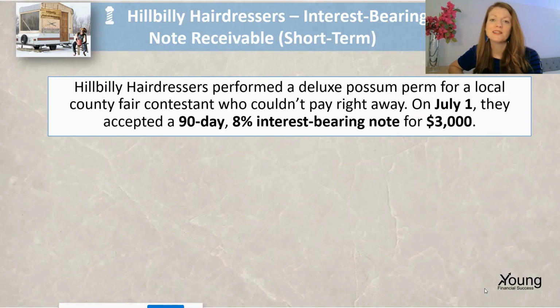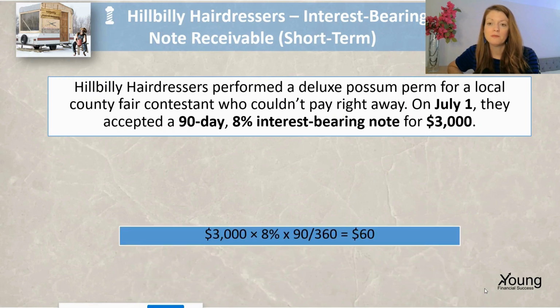So let's jump into an example with Hillbilly Hairdressers. They performed a deluxe possum perm for a local county fair contestant who couldn't pay right away. On July 1st, they accepted a 90-day, 8% interest-bearing note for $3,000. Very important, the 8% is for the entire year. Since they're only borrowing it for 90 days, they will not pay a full 8%.